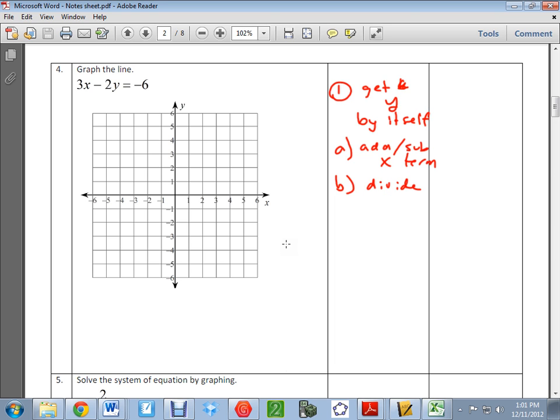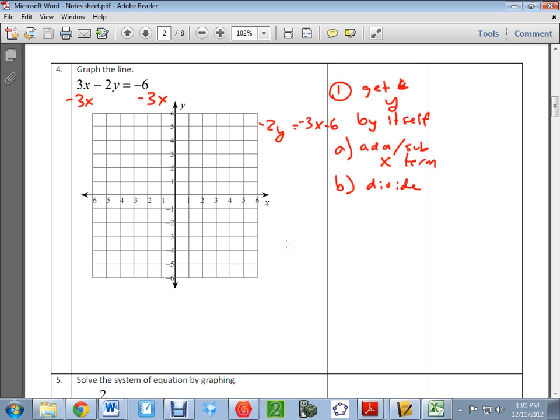So what I want to do now is minus 3x. That's what was stated, so we're going to do that. Can I combine those? Negative 2y is equal to what? Negative 3x minus 6. The second step was to divide.